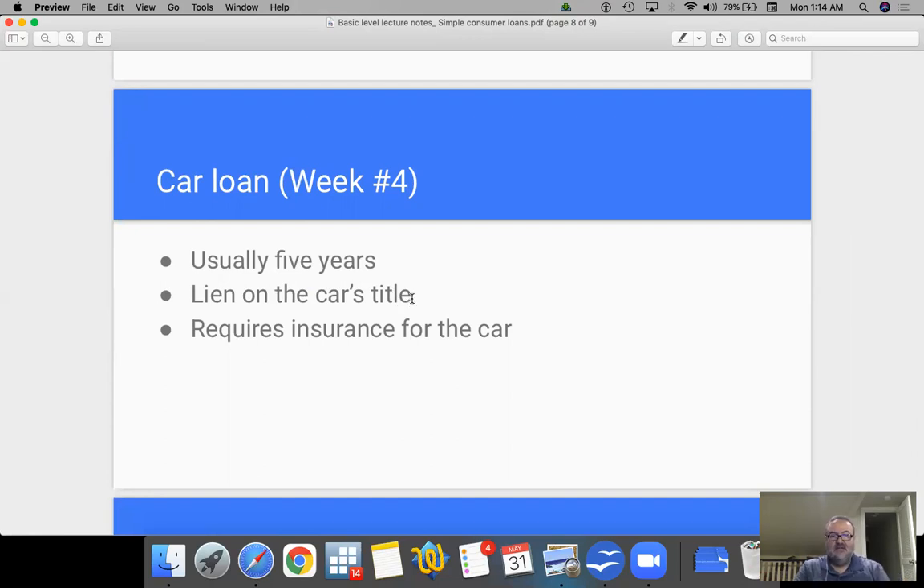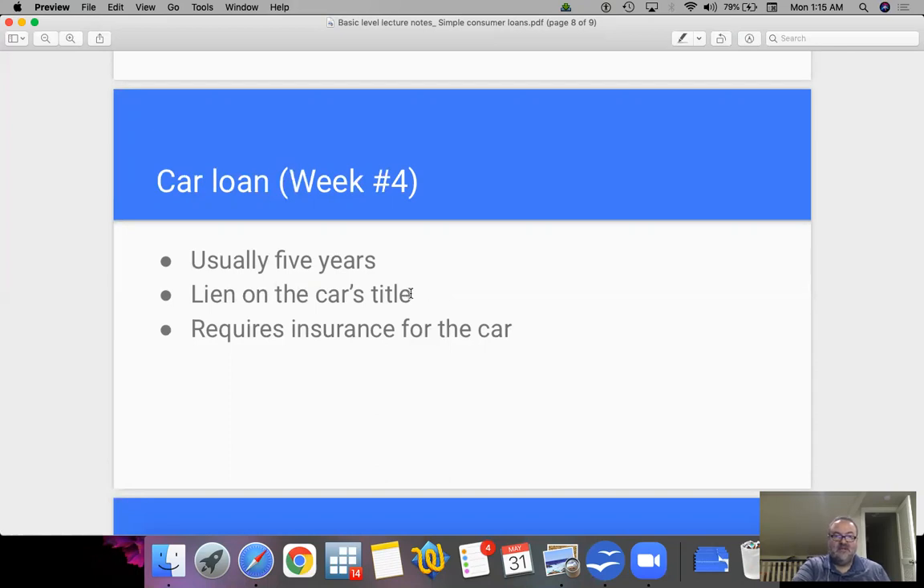So what does that mean? A car has a title. You will have a little bit of a lien. It's called a lien. It will say the car is bought in your name, but the car was used as a securitization, or as collateral for the loan to obtain the car, which means you can't sell the car unless the bank approves it.